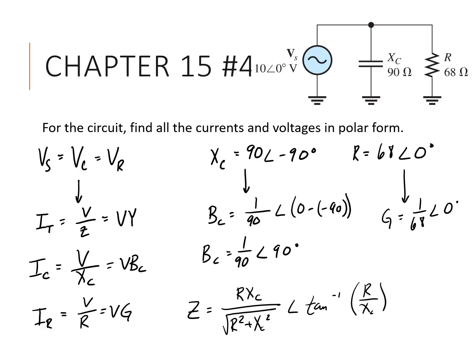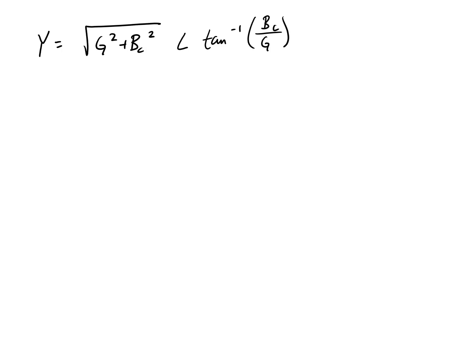Or what we can go through and do is we can say, well, hey, y is equal to the square root of g squared plus bc squared. And again, going through and dealing with it, we are going to have to flip back and forth between them, and we'd have that inverse tangent of bc over g. Both methods completely go through and work out.